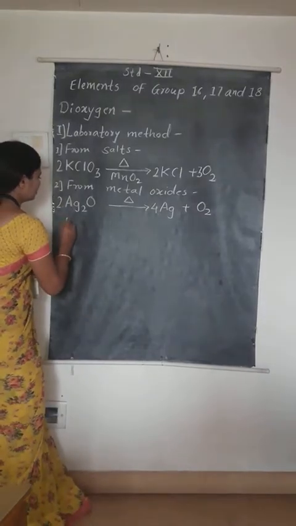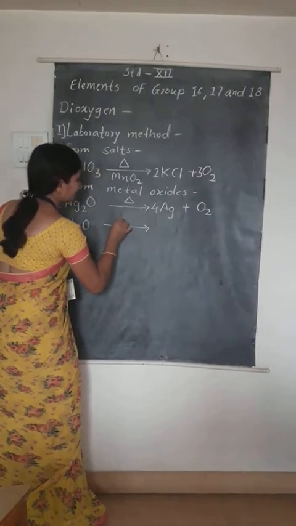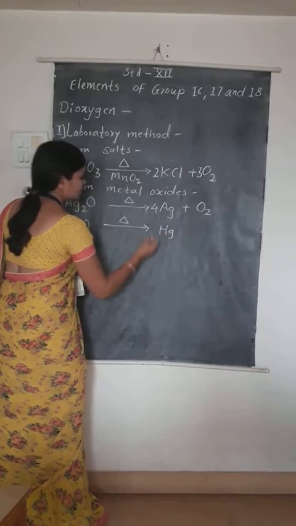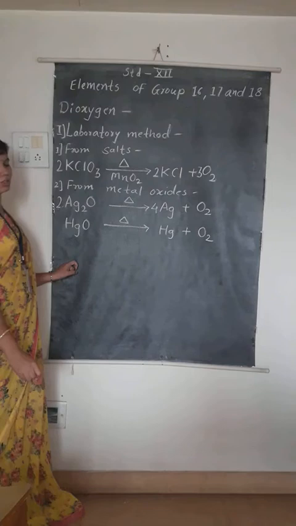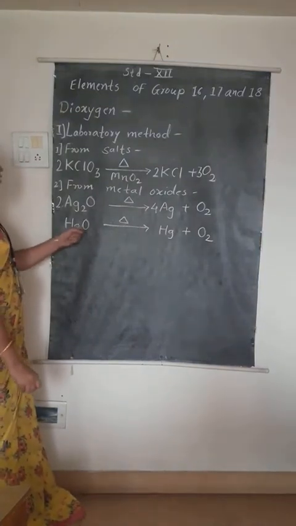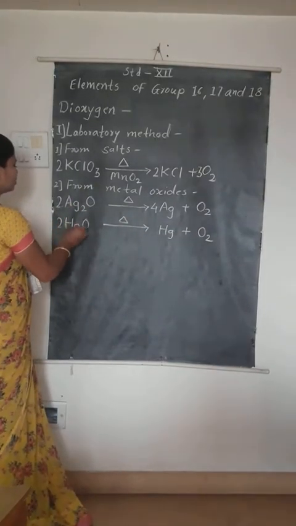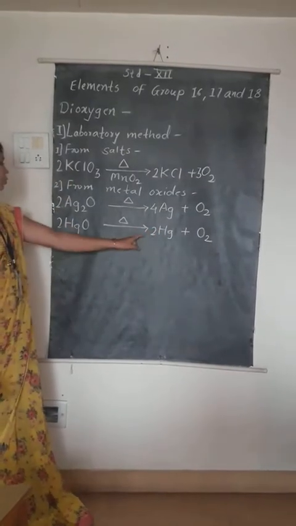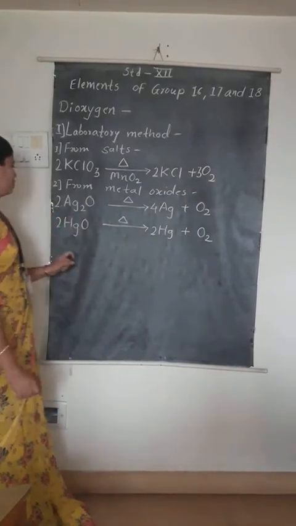Then mercuric oxide, when it is heated at high temperature, thermally decomposes to give mercury. Along with this there is formation of oxygen. Now here the number of oxygen atoms is only 1, here 2. To balance, take the coefficient of HgO as 2. Here to balance the mercury atoms, take the coefficient of Hg as 2. 2 oxygen atoms, here also 2 oxygen atoms, so the reaction is balanced.